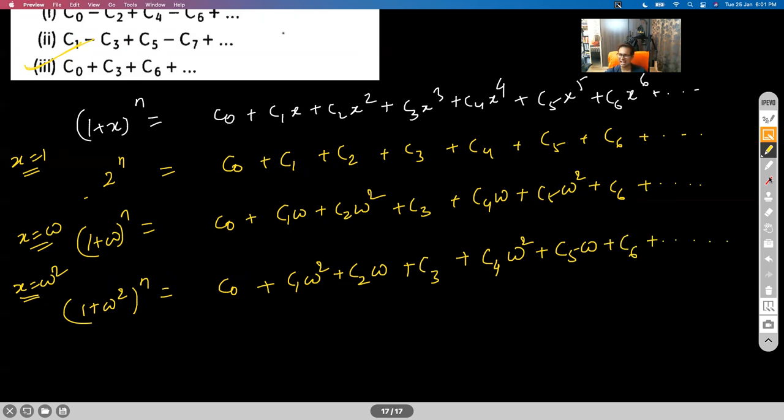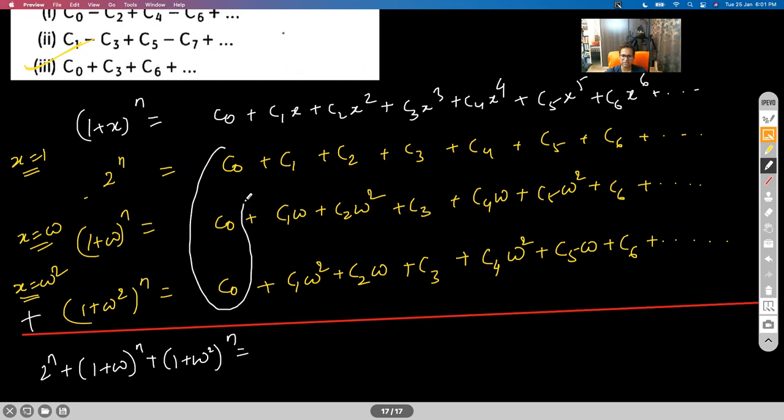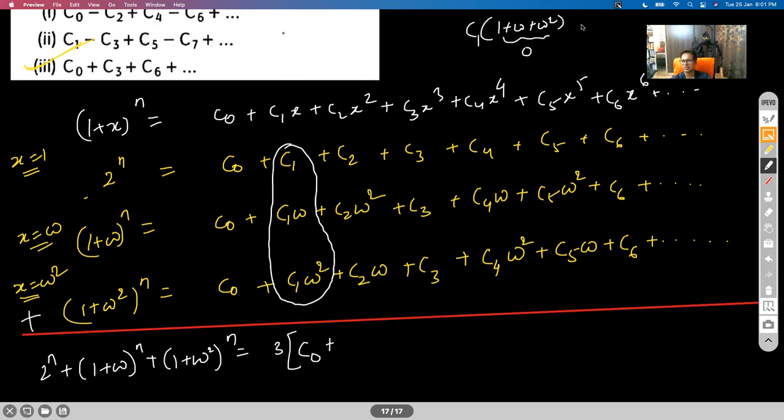Now add the 3 series that you have written. That means 2 to the power n, 1 plus omega to the power n, and 1 plus omega square to the power n. What you will see here is that this will be C0, C0, C0, 3 times, so 3 C0. Take C1 common and you would realize that you will end up getting something like 1 plus omega plus omega square into C1. And this guy is a 0. So it will kill all the terms, right? So this will be a 0.